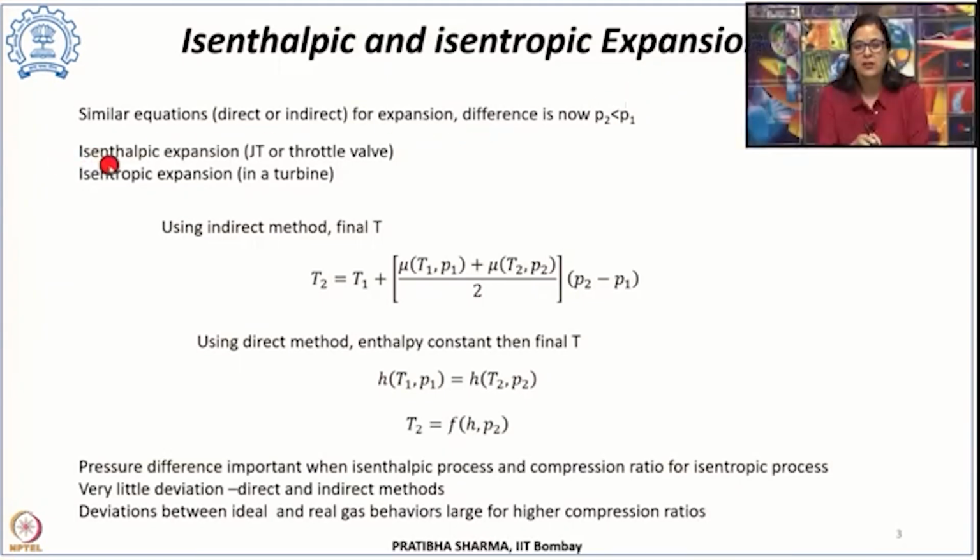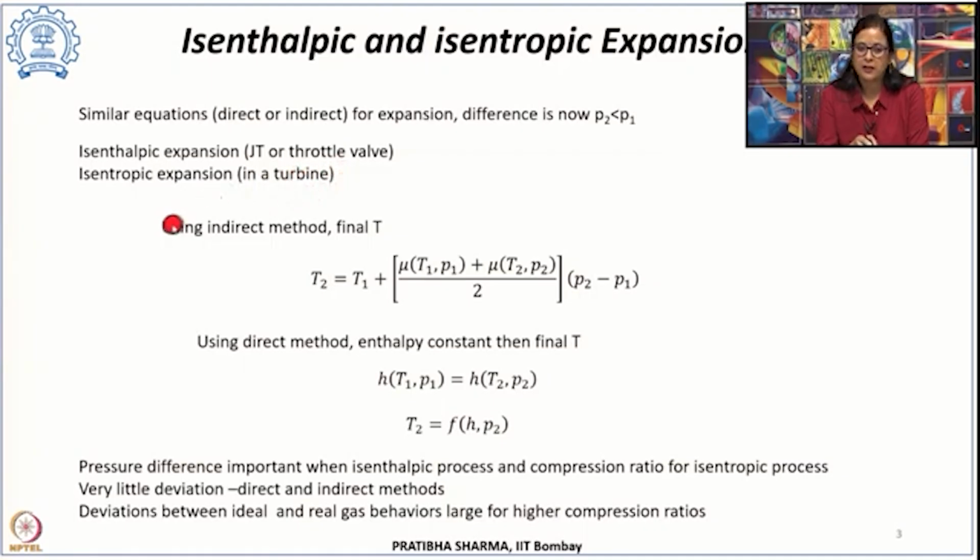One possibility is we can consider it to be an isoenthalpic expansion, and this is considered when we are expanding it through a Joule-Thomson or a throttle valve. The other possibility is we can approximate the actual process by means of an isoentropic thermodynamic process. So, it can be an isoentropic expansion. This is considered when the expansion is done using a turbine.